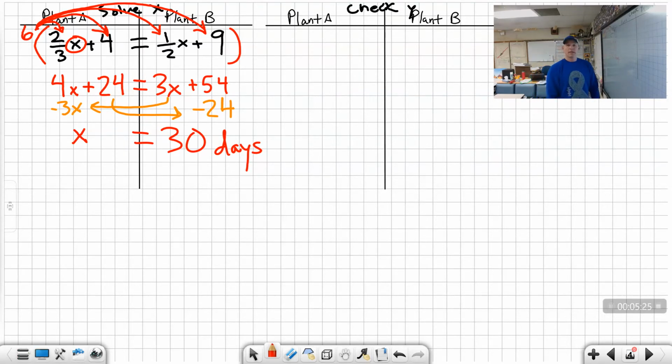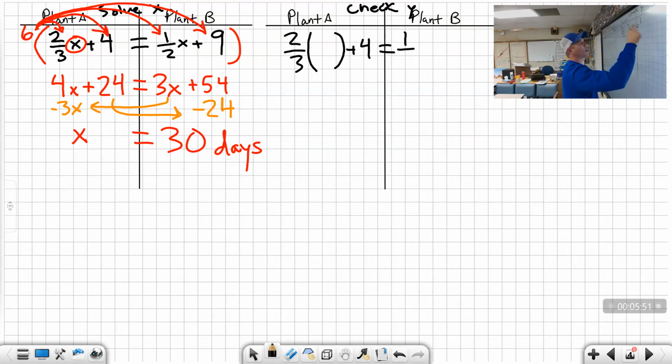Okay? Now, step 1, when you want to know when two things are the same, you set them equal to one another. We did that. Step 2, solve for x. We did that. Step 3, check for y. So here we go. I am going to rewrite my equation 2/3, but I am not going to write x, the variable. Plus 4 equals 1/2, not x, plus 9.